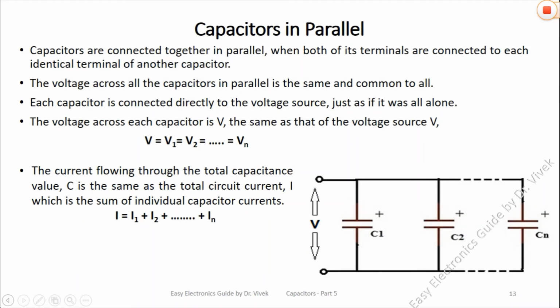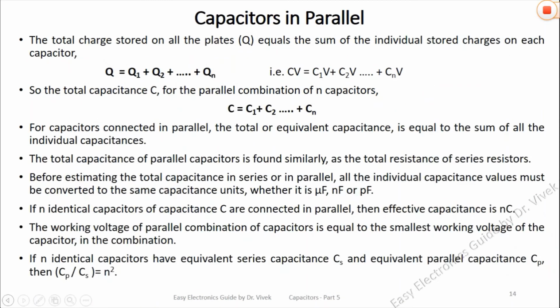Capacitors are connected together in parallel when both of the terminals are connected to each identical terminal of another capacitor. The voltage across all the capacitors in parallel is the same. The total circuit current is the sum of individual capacitor currents. For capacitors connected in parallel, the total charge stored on all the plates is equal to the sum of the individual stored charges on each capacitor. The total or equivalent capacitance is equal to the sum of all the individual capacitances.